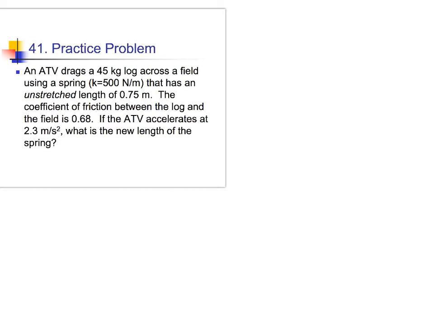Starting with our first practice problem here with spring forces, we have an ATV dragging a 45 kilogram log across a field using a spring. We're told the unstretched length, we're told the coefficient of friction, lots of good things here. So I'm going to first start with drawing my free body diagram. I, of course, have the force of gravity acting on the object and the normal force because it's being pulled across a surface. In this case, the thing pulling it is not just a regular pull, but a spring force specifically. It doesn't explicitly say this, but we're going to assume the spring is pulling on it horizontally. Otherwise, we wouldn't be able to do the problem. And then we're going to have the force of friction.